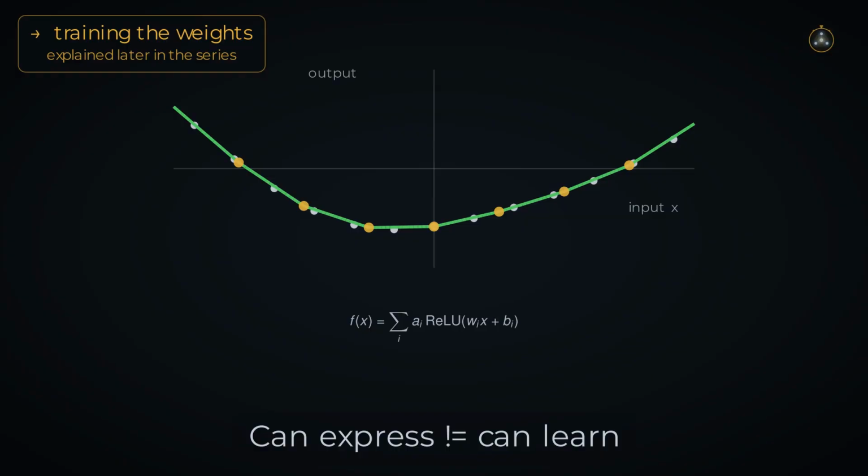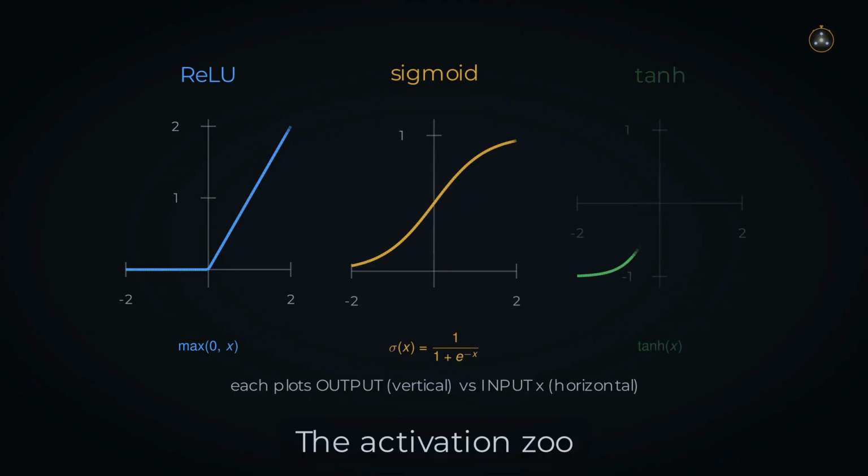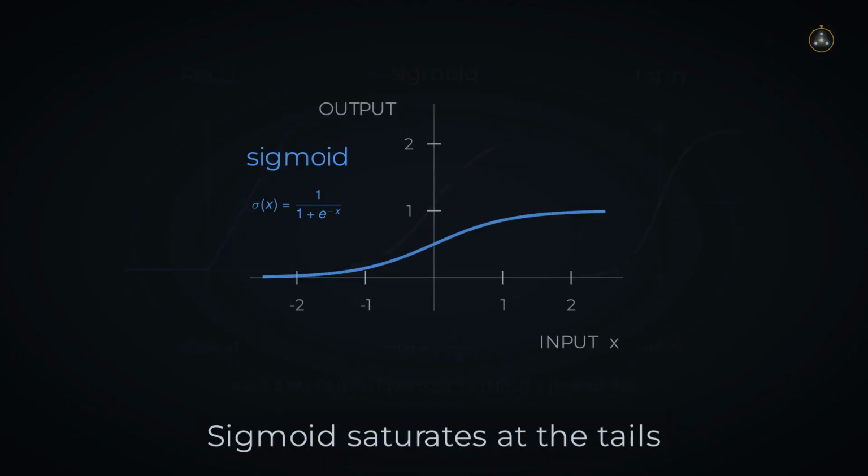The right weights still have to be learned, and that's training, coming later in the series. ReLU isn't the only choice. Look here. The sigmoid, an S that squashes everything into 0 to 1. And tanh, the same S but centered on 0, running -1 to +1. Three different bends. Focus on the sigmoid.